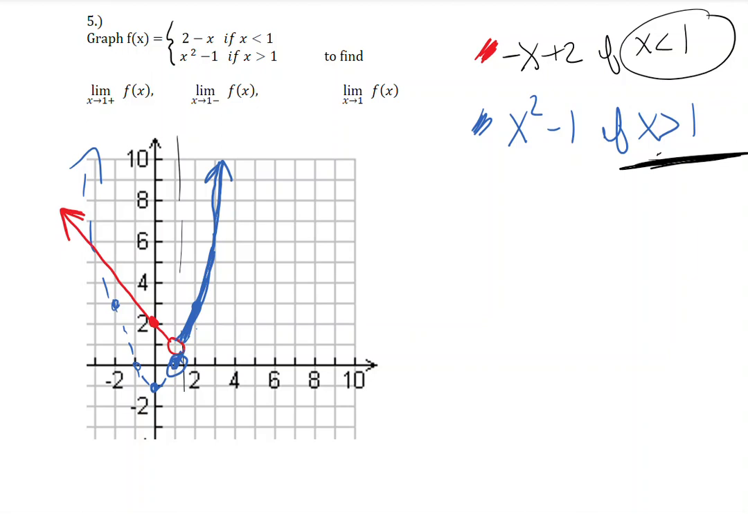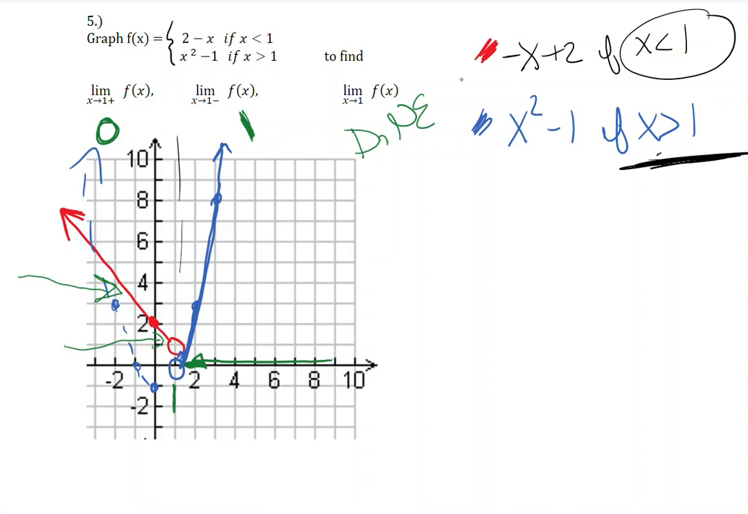Approaching from the right-hand side of the graph, coming this way, when I get to 1, which is right here, that y value, or that height, is only 0. But when I come from the left-hand side and close in on it, you'll notice that the height is different. The height is 1 for that red linear graph. Again, because these are different, the limit does not exist.